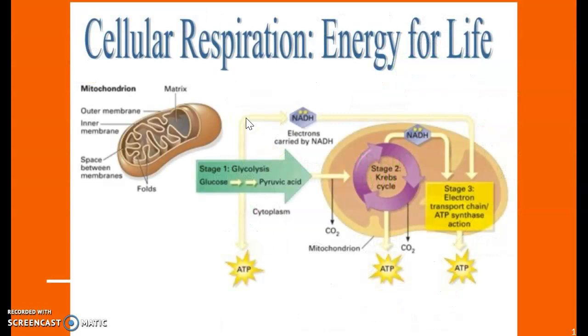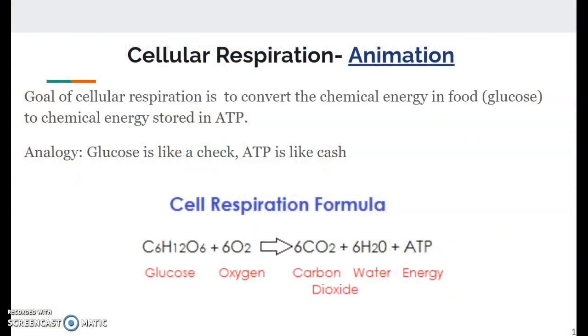All right, so that brings us to cellular respiration. Again, the main process is cellular respiration, and the main organelle is the mitochondria. All right, so the goal of cellular respiration is to convert chemical energy in food to chemical energy stored in ATP.